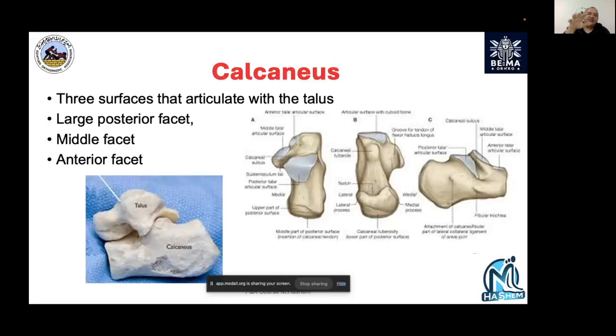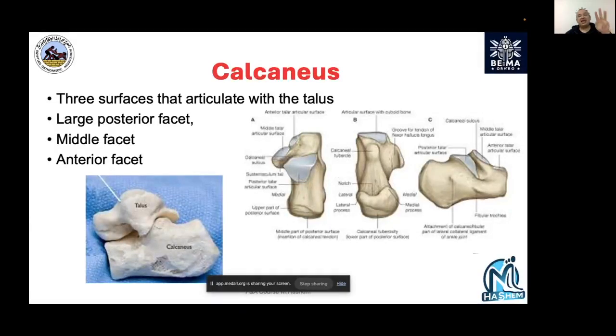So if you see the shape of the facet, you can easily recognize that the posterior facet is curved this way. So the movement it allows is in and out. So it allows eversion, inversion. While the medial facet is this way, oblique. So it allows movement up and down, and moving up and down gives you the movement of plantar and dorsiflexion. And anteriorly, the calcaneal process is oblique in this plane, so it allows the movement of the midfoot in and out.